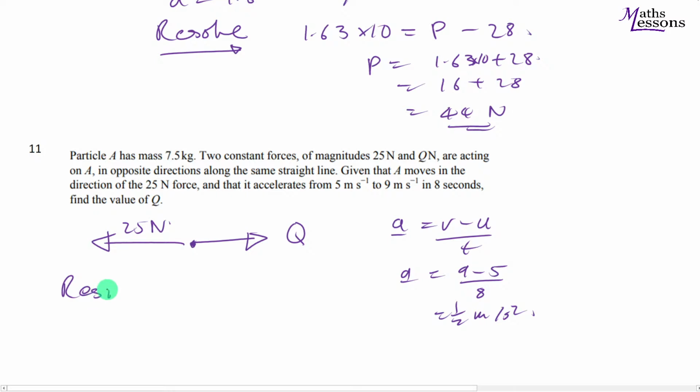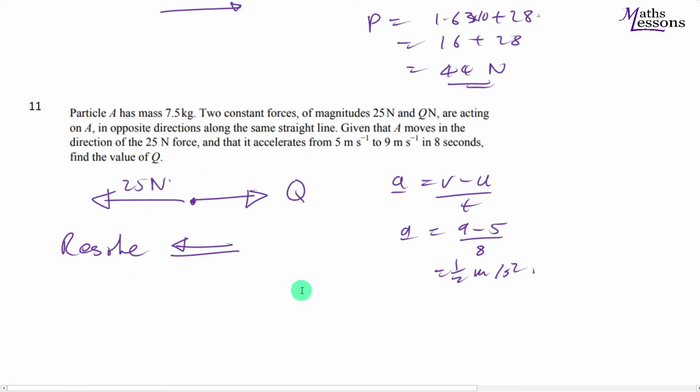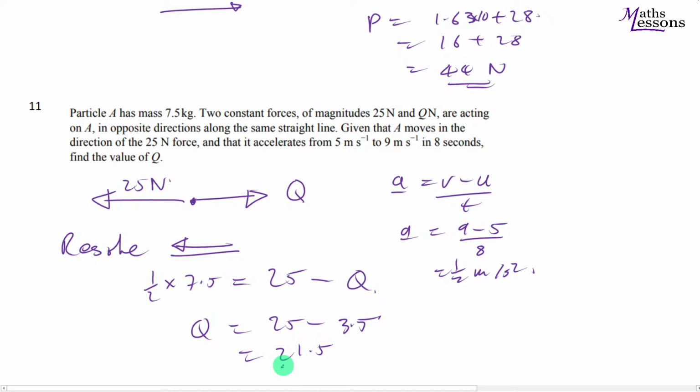Now, if we resolve in the same direction as our 25 newtons, we're going to get our resultant force, which is going to be the mass times a half. So 7.5 times a half will equal 25 newtons minus everything in the opposite direction. Therefore Q will equal 25 minus 3.5, so Q equals 21.5 newtons.